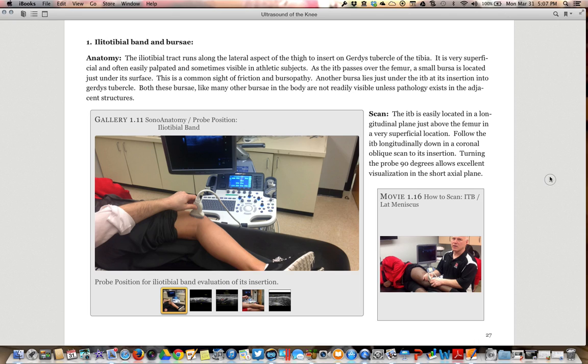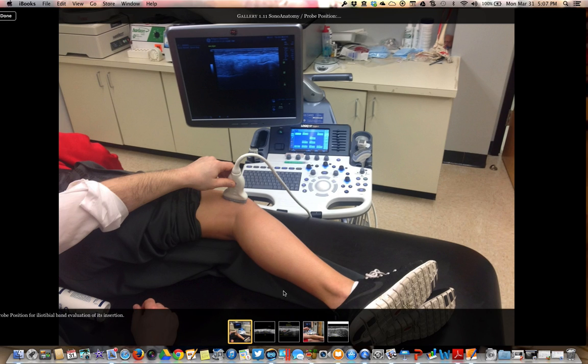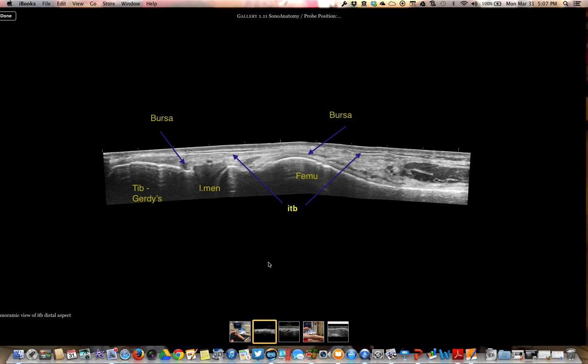When we scan the ITB, it's easily located in the longitudinal plane just above the femur in a very superficial location. Follow it down in a coronal oblique scan to its insertion. Turning the probe 90 degrees allows excellent visualization in the short axis as well. Here's the probe position and the view of the ITB coming down, crossing over the femur where a small bursa exists, crossing over the lateral meniscus, and inserting down into Gerdy's tubercle. A small bursa will exist here as well.